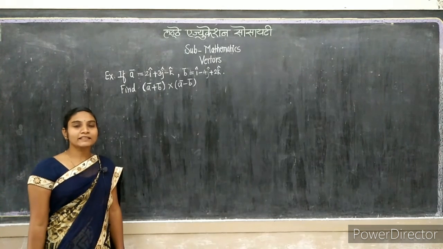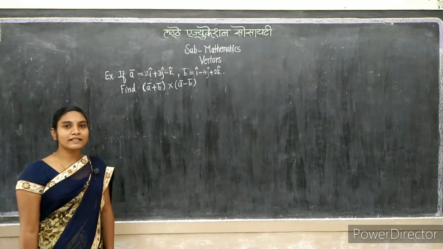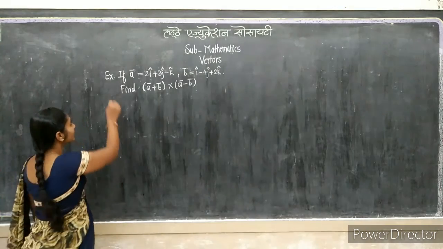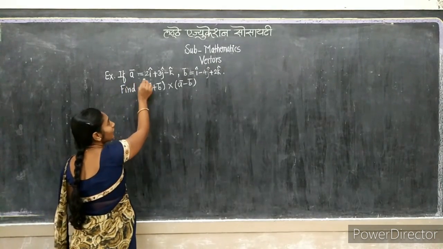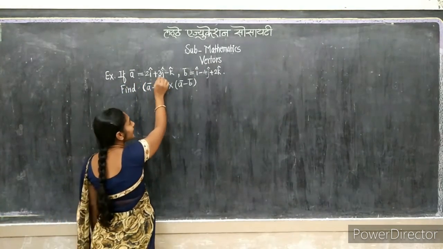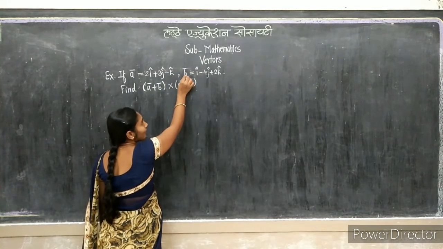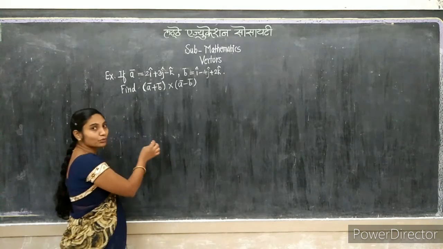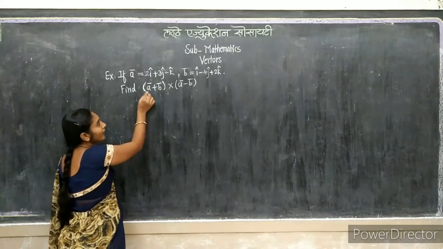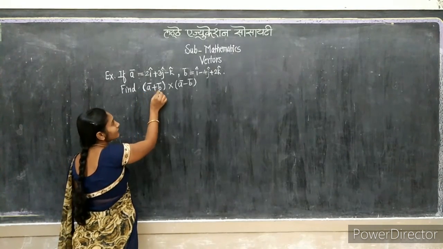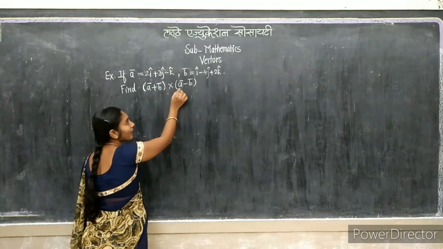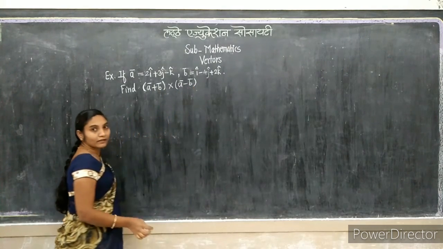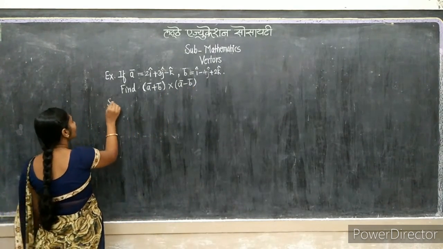Now see the examples on exercise 5.4. See the example. If a bar is equal to 2i cap plus 3j cap minus k cap and b bar is equal to i cap minus 4j cap plus 2k cap, find in bracket a bar plus b bar cross product with in bracket a bar minus b bar. Solution.